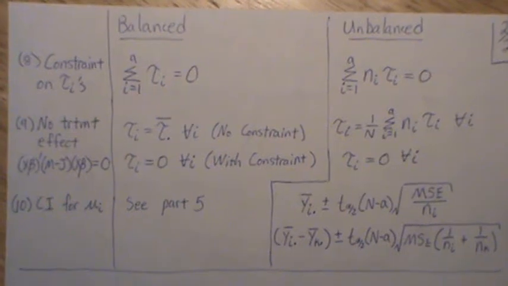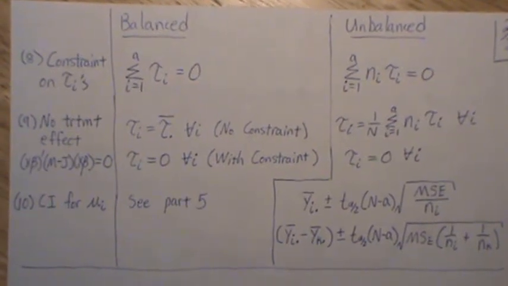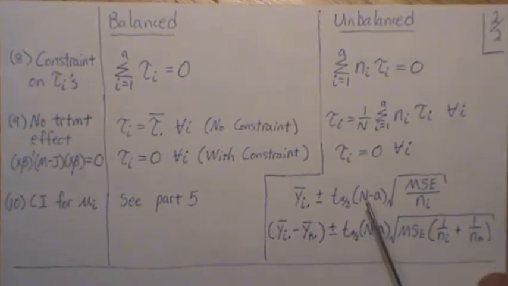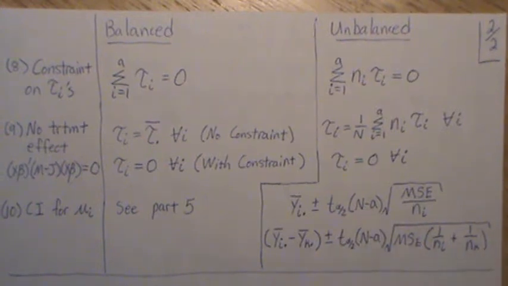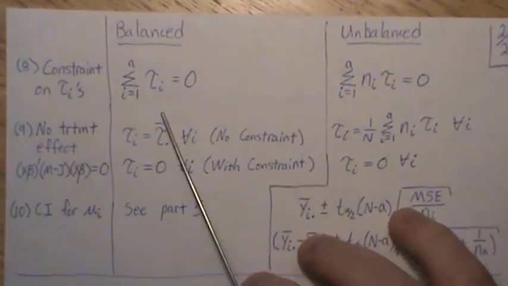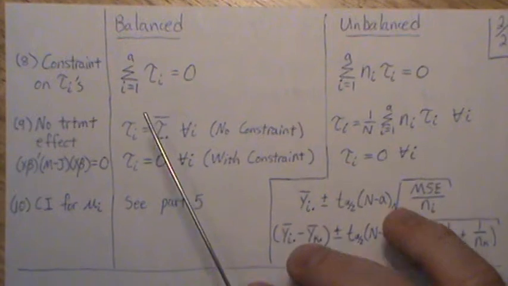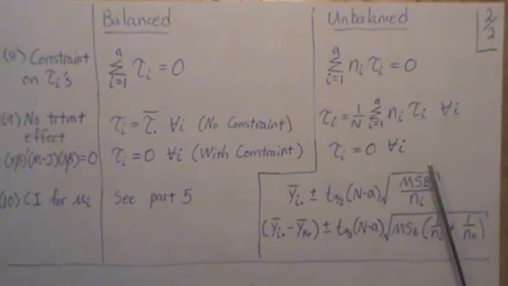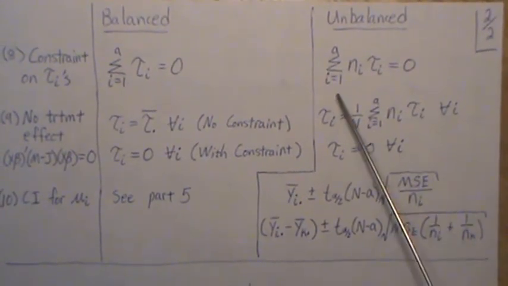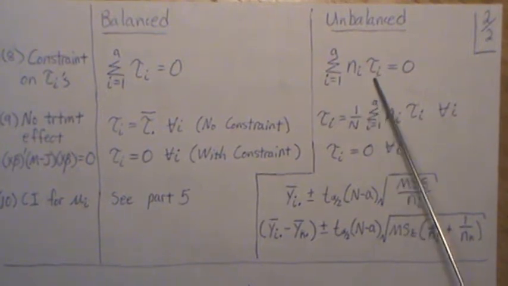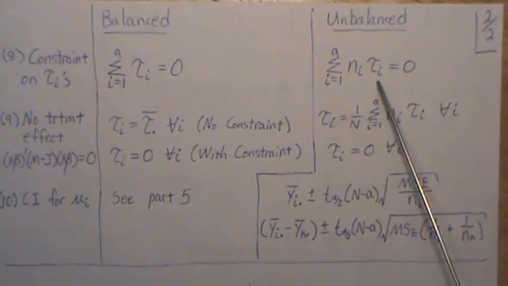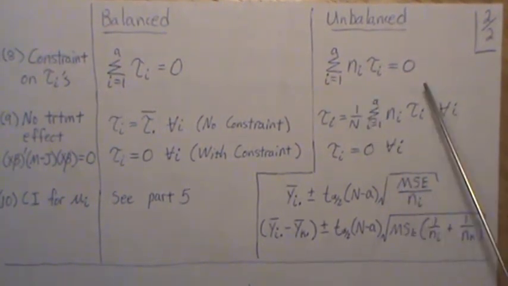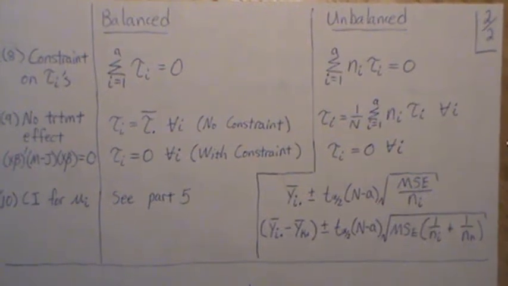The constraints, sometimes called a side constraint on the taus, if that's the type of design that you wanted. In the balanced case, we just required that the sum of the Ti's be 0. But in the unbalanced case, we have to take the sum of the Ni times Ti. So it's the treatment effect times the sample size. That has to be 0 in the unbalanced case.